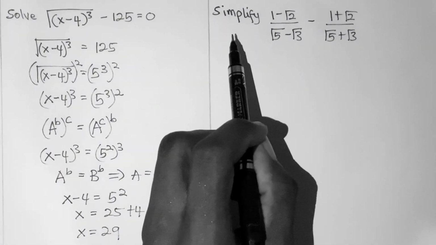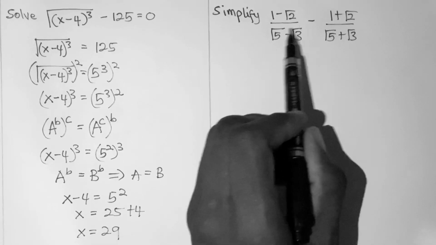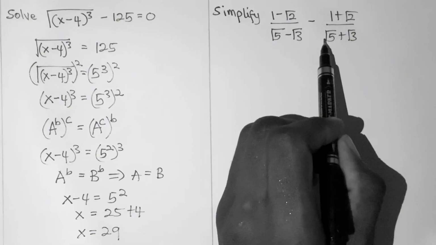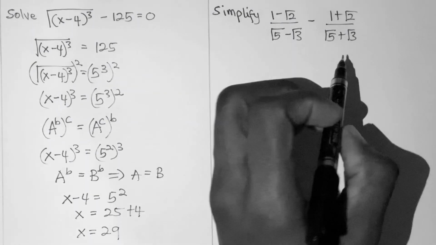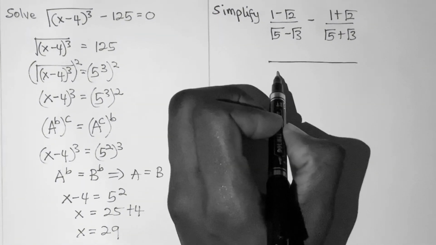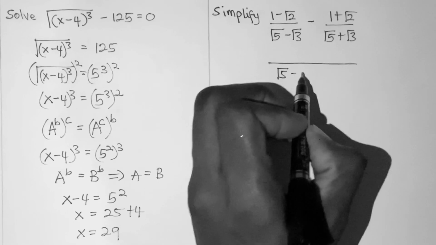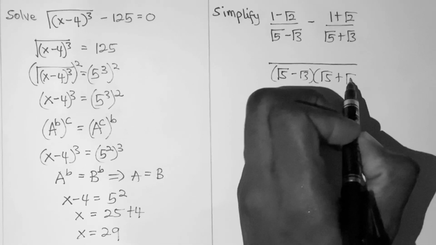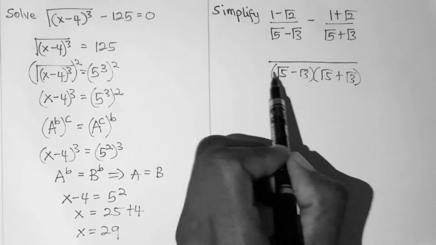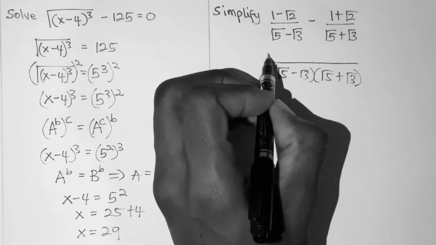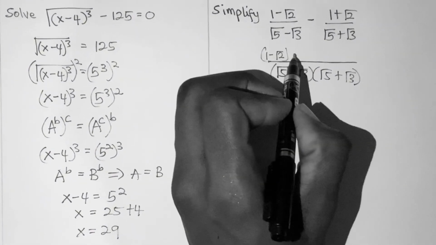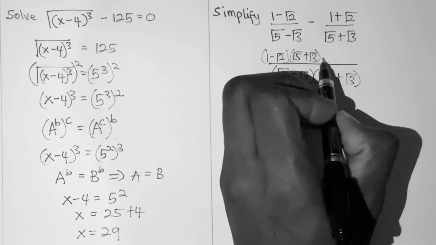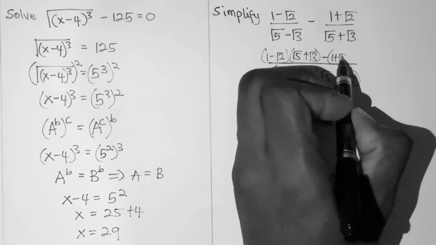Now let's come to this part, which says that we should simplify (1 minus root 2) divided by (root 5 minus root 3), then minus (1 plus root 2) divided by (root 5 plus root 3). What we do is find the LCM. In this case, the LCM is (square root of 5 minus square root of 3) in one bracket times (square root of 5 plus square root of 3) in another bracket. Taking this, we see that this one will cancel this side. So we have (1 minus square root of 2) times (square root of 5 plus square root of 3), then minus into bracket (1 plus square root of 2).